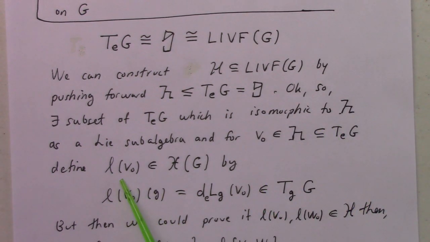Here's how you do it. This is notation I use just for this problem. If I have V naught in the subalgebra, I can move that thing around by pushing it forward under the differential of the left multiplication by G map, based at the identity. So that takes me from a vector at the identity to a vector at G, like so.